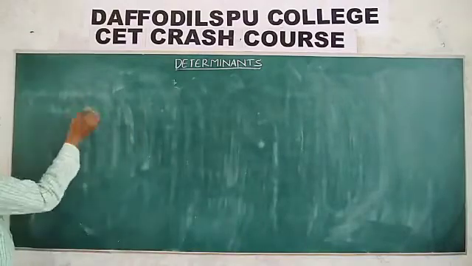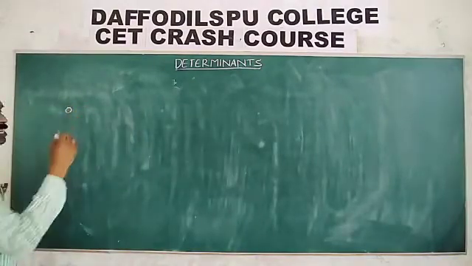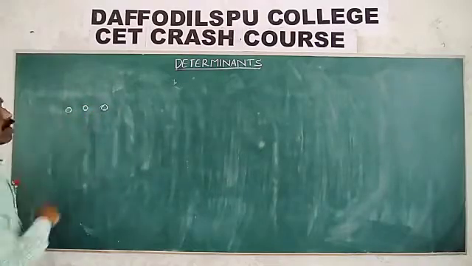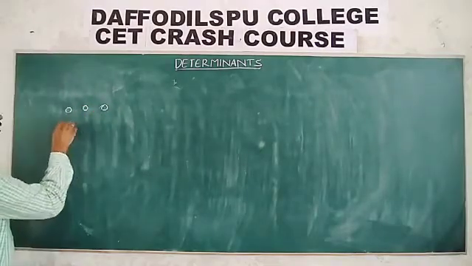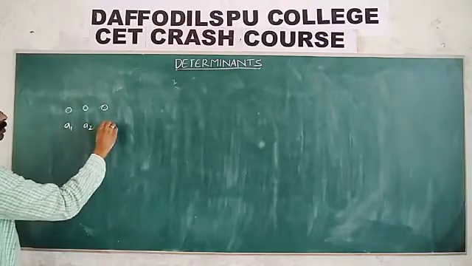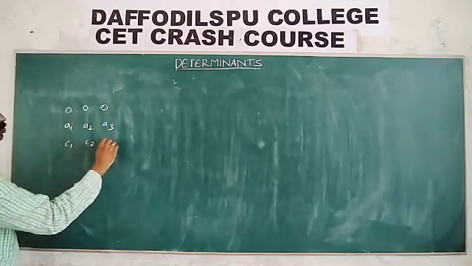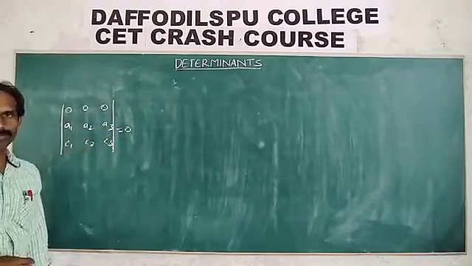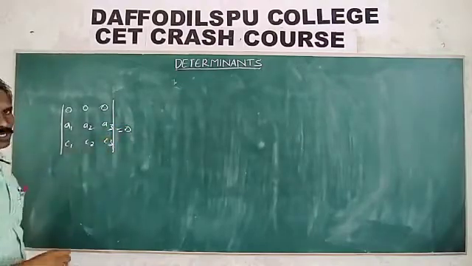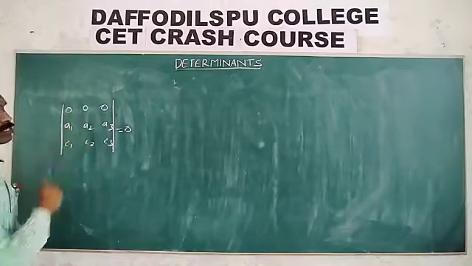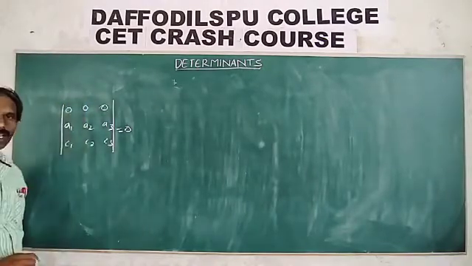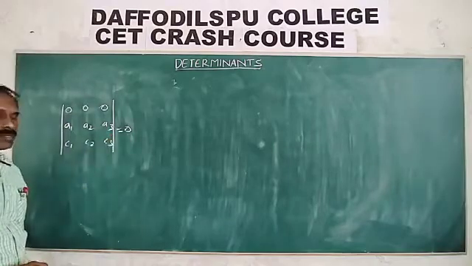And in this, suppose either in a row or in a column all zeros are there, like a1, a2, a3 or c1, c2, c3. The determinant value is directly equal to 0. Either all the elements of any row or any column are zeros, the value is equal to 0.